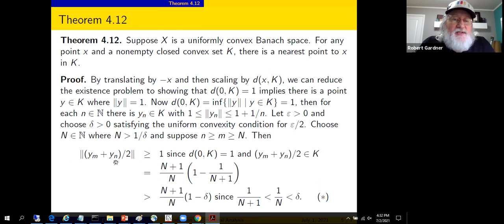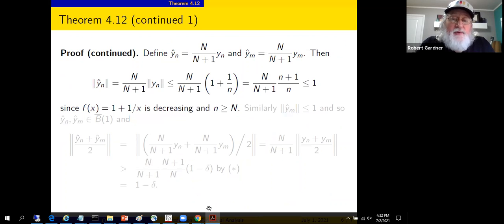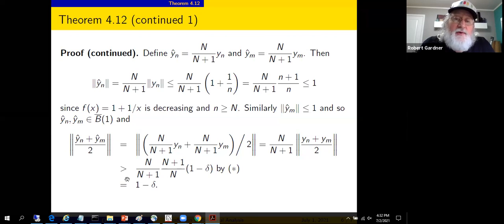The norm of y sub n plus y sub m over 2 is greater than (n plus 1 over n)(1 minus delta). Substituting it in, we still have this out front, there's a cancellation here, and we're left with 1 minus delta. Remember the convexity assumption in terms of the epsilons and deltas.